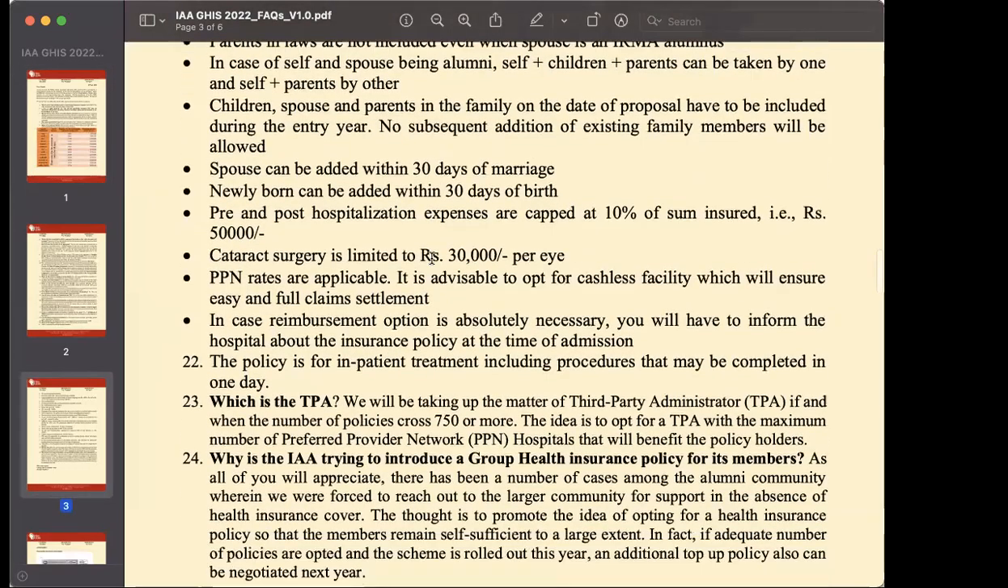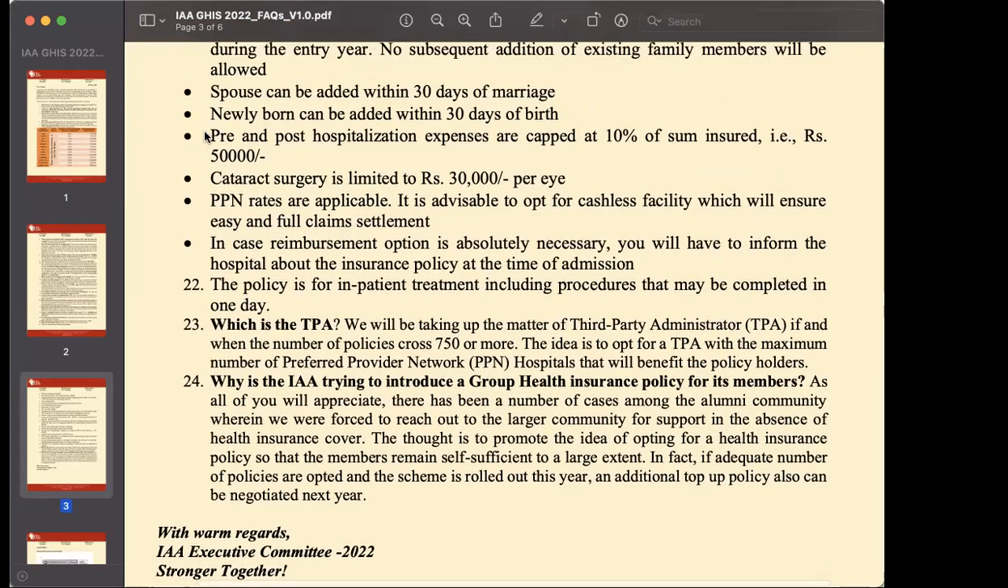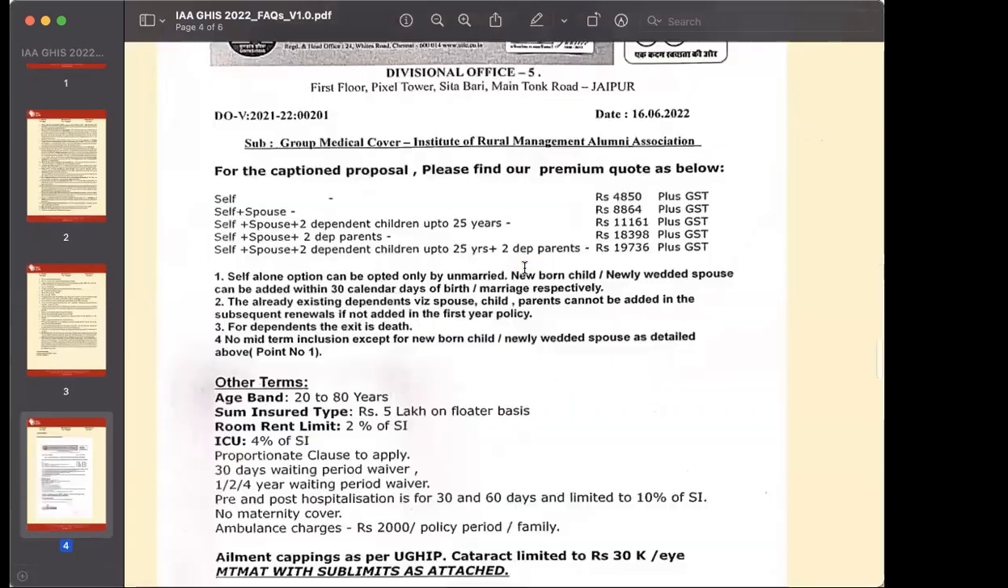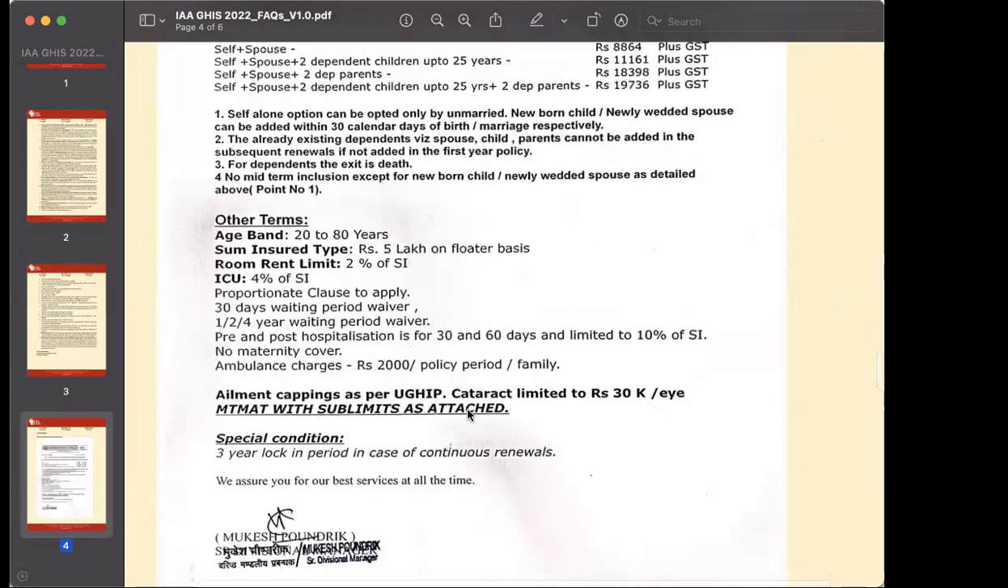Okay, I will just continue with where I was. Pre and post hospitalization expenses are capped at 10% of sum insured, that is rupees 50,000. And particularly for cataract surgery, 30,000 rupees per eye is the limit. In fact, not the policy document, but the offer that they have given us here, it is very clearly said that 30K per eye is the limit for cataract.